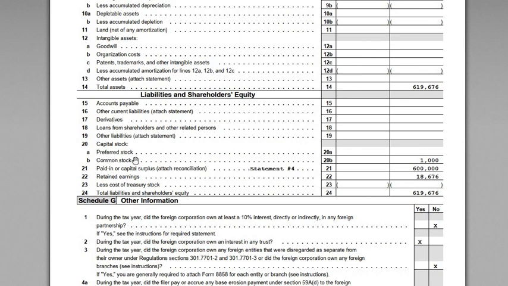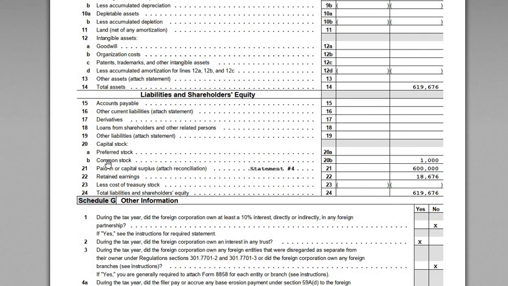We have capital stock, line 20. This is separated into preferred and common. In our case, we have only common stock. Remember, this is Class A common stock, so $1,000. So 1,000 shares, $1 par value, so 1,000 is issued and outstanding. No preferred stock on line 28. Obviously, if you have preferred stock, you would separately report that.